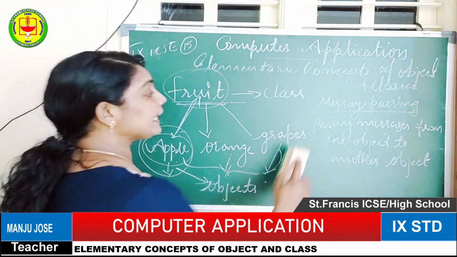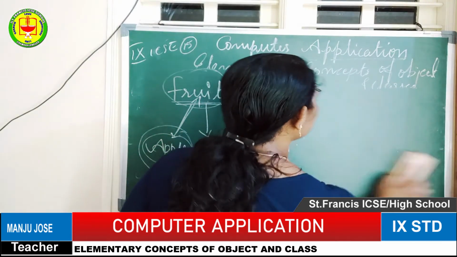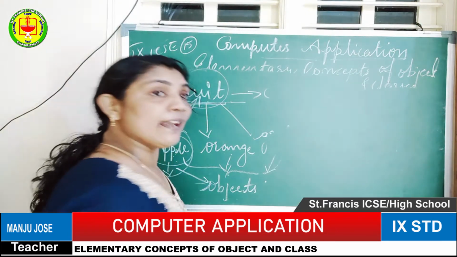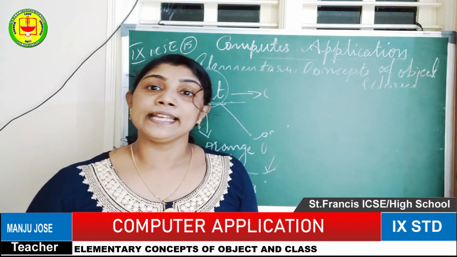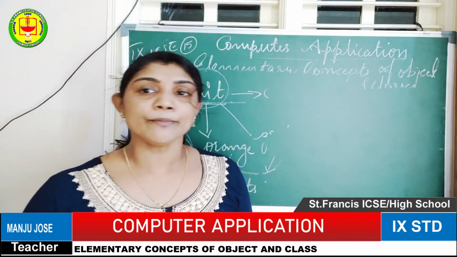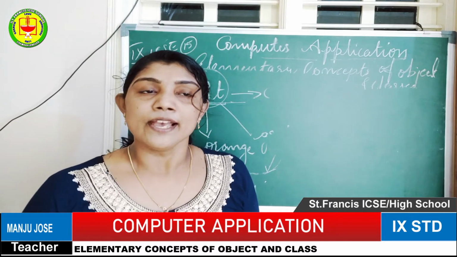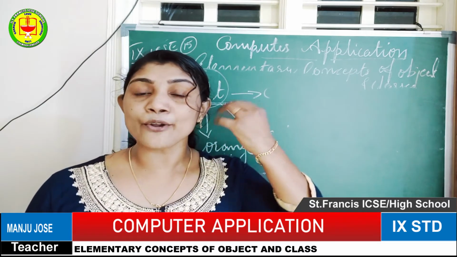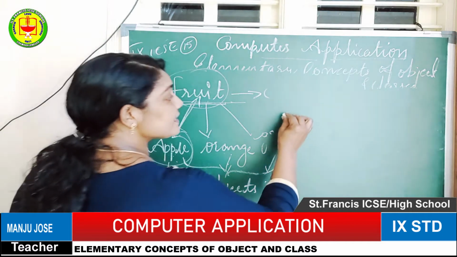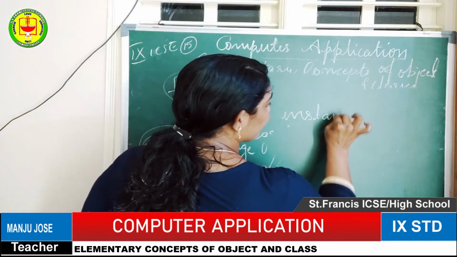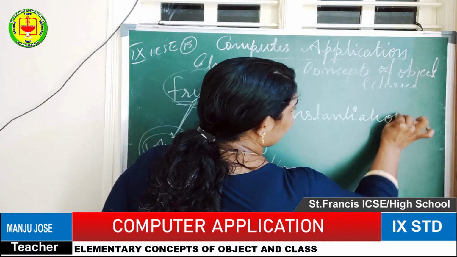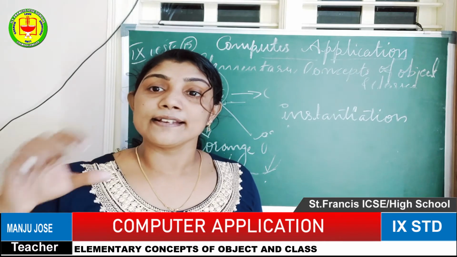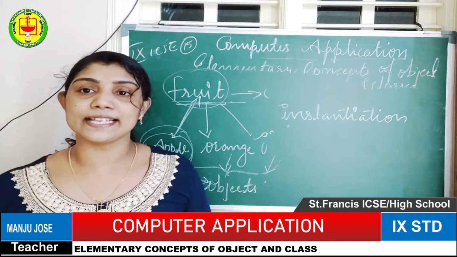And the next one is creating an object. How are we going to create an object in a class? So we can say the object is an instance of a class. What do you mean by instance? Instance means just an example. So an object is also called an instance of a class. Declaring an object in a class is called instantiation. Just like an example.